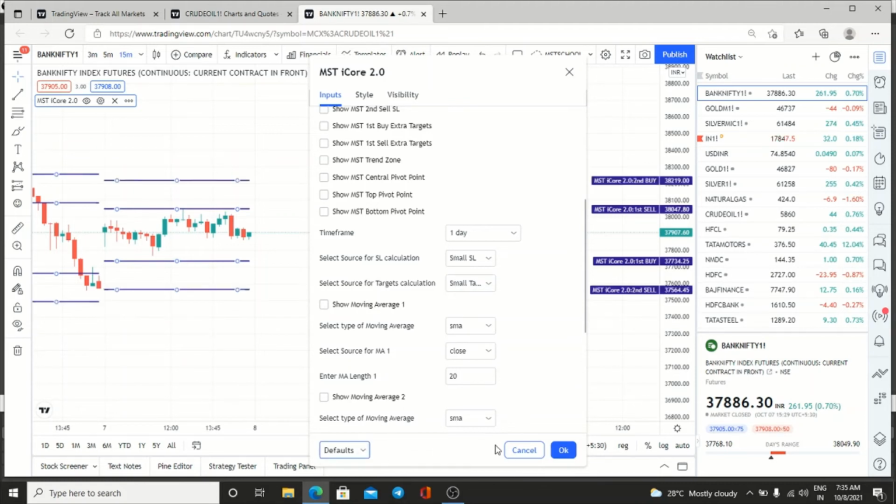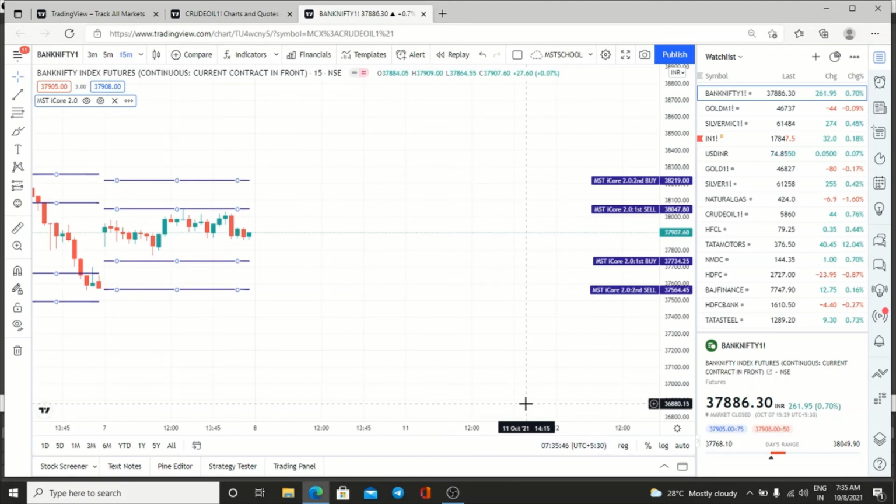But per day only one trade. If SL hit, then only we have to go for the reversal entry with the double lot. This you should not forget.